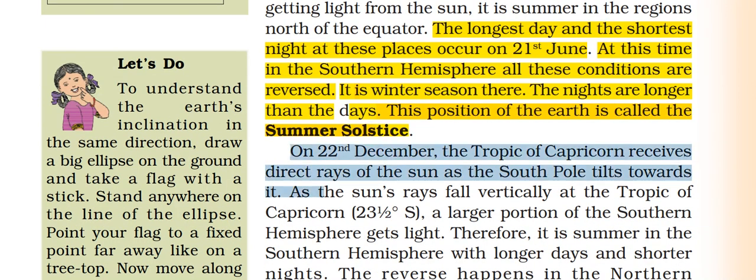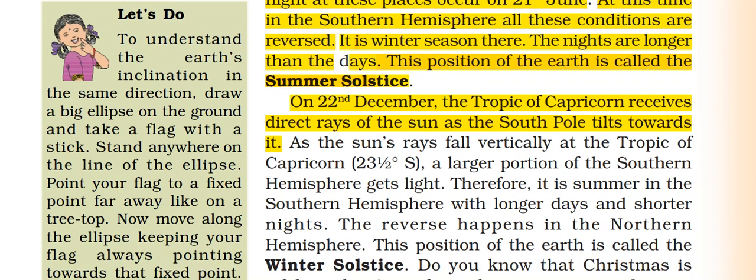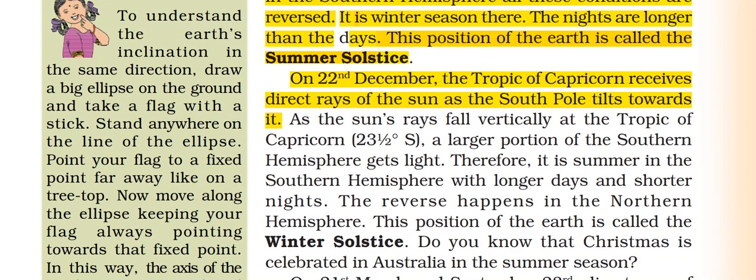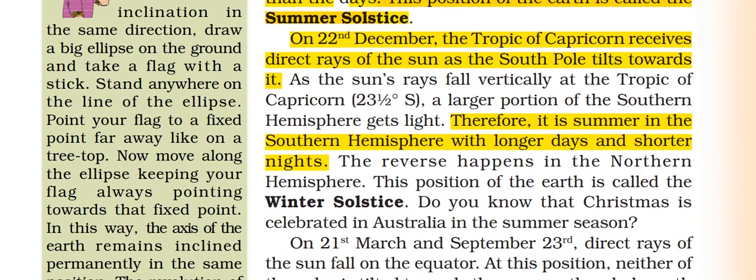On 22nd December, the Tropic of Capricorn receives the direct rays of the Sun as the South Pole tilts toward the Sun, and the Sun's rays fall vertically onto it. Therefore, it is summer in the Southern Hemisphere, with longer days and shorter nights. The reverse happens in the Northern Hemisphere. This position of Earth is called the winter solstice. So, 22nd December and 21st June.